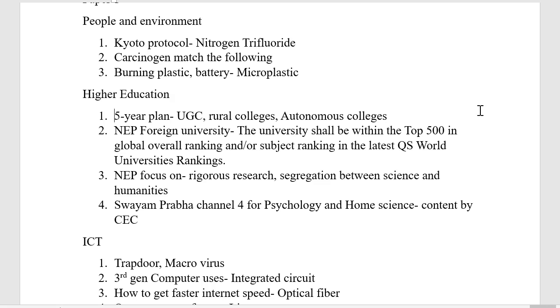The third question, again, was related to NEP. The question is not that clear. We could only get the options. The main agenda of NEP, the main thing that it focuses on, is rigorous. We have to choose between the options. So one among the options was rigorous research. Another was that there is clear-cut differentiation or segregation between science and humanities. I think rigorous research is a good answer.